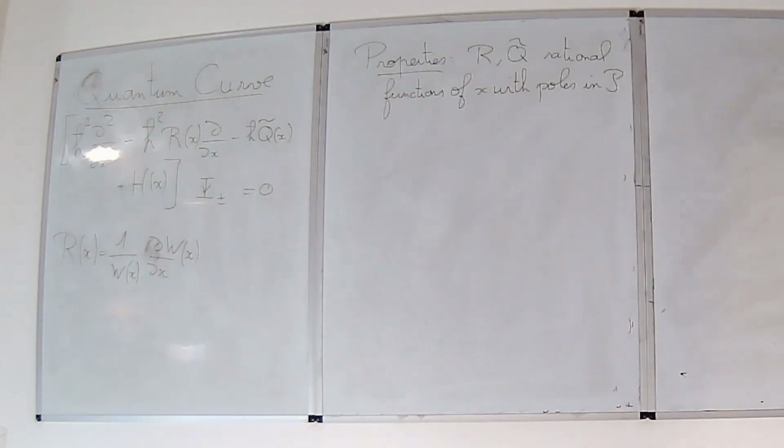So the last step to have a good quantum curve is to control the order of the poles. Okay, you have poles in P, but you would like the orders of these poles to be lower or equal to those of what you had at the initial spectral curve. If you had a pole of order 3, then you want your quantum curve to have a pole of order 3 and not 7, for example.